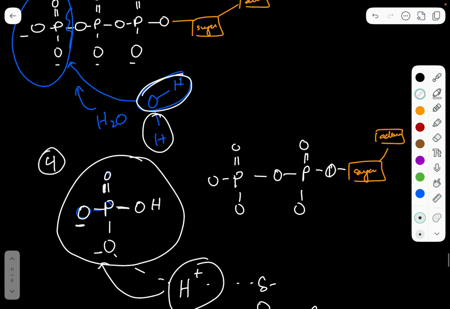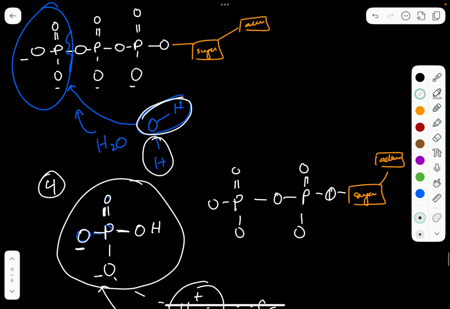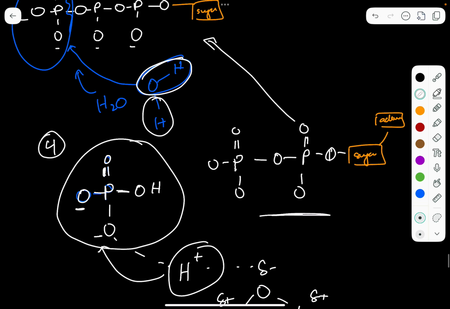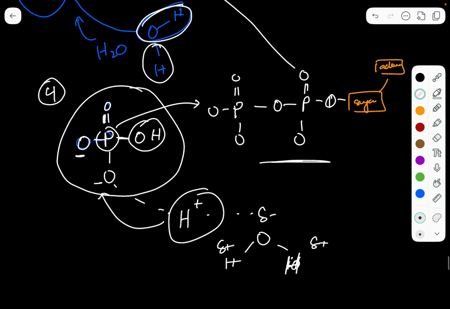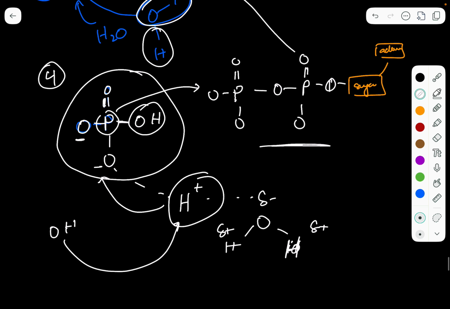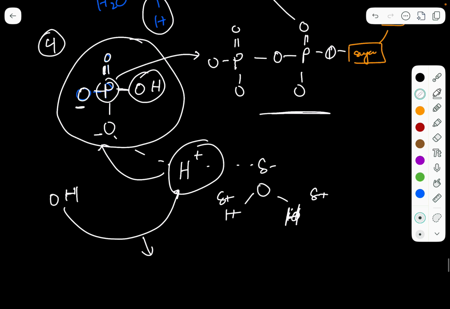What if I was making ATP, making this from this? I would have the OH being removed on this side, and the P forming a bond here. When the OH is removed, it will find this hydrogen ion and make a water molecule again. H2O.